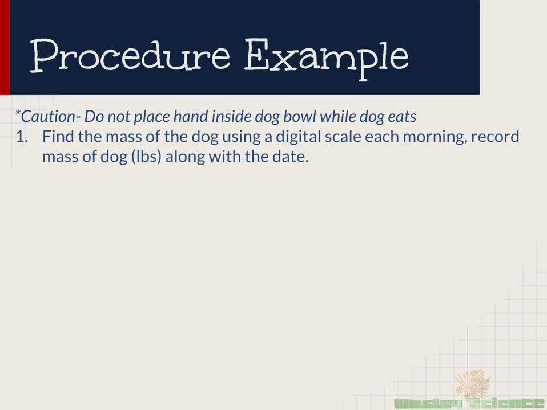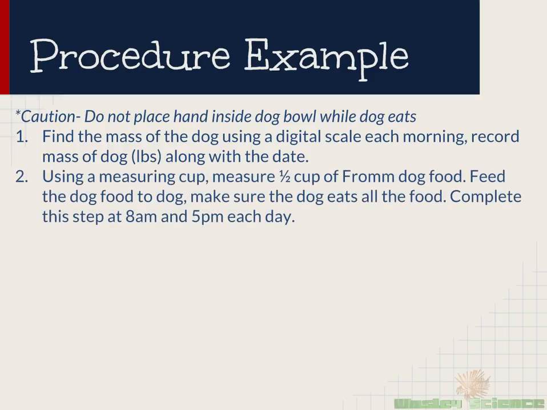Step 1. Find the mass of the dog using a digital scale each morning. Record mass of dog, pounds, along with the date. Notice that it says pounds, so I included the unit of measurement. So see how it doesn't say just record data? It says specifically what things to record.